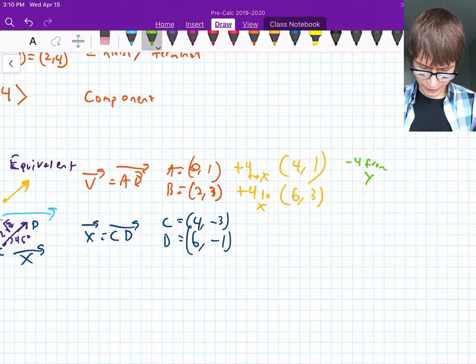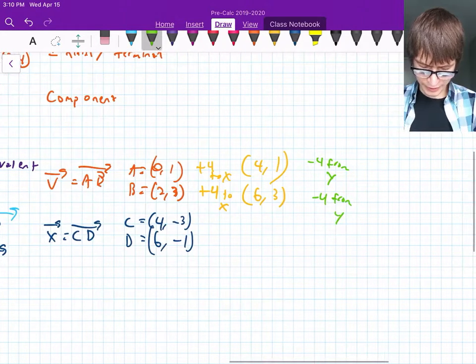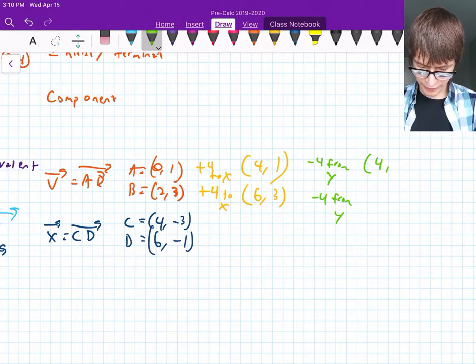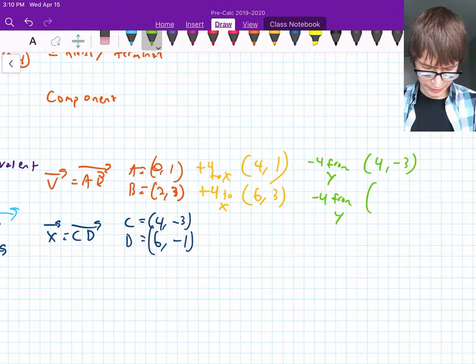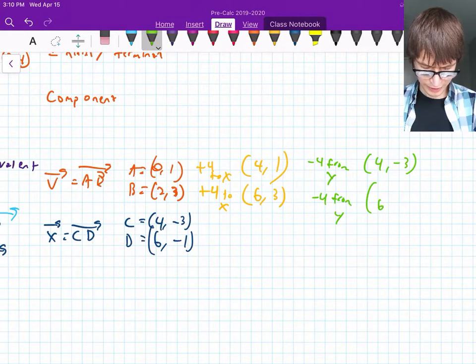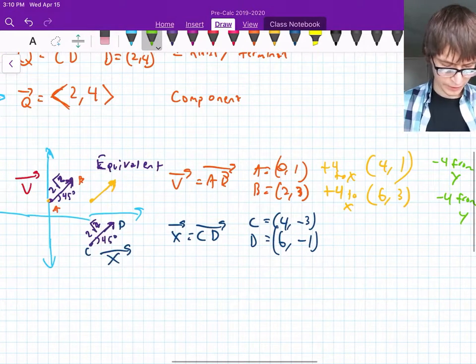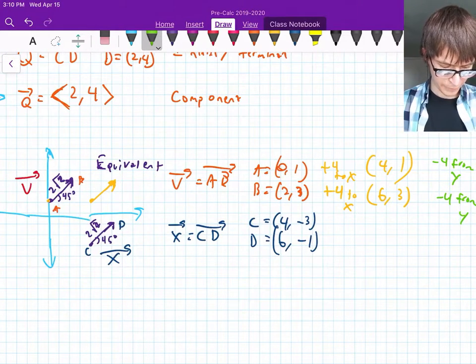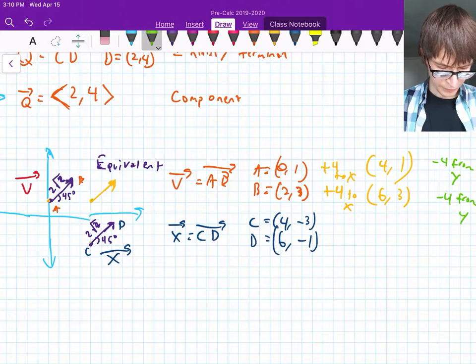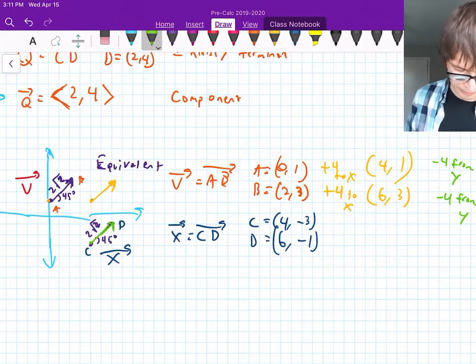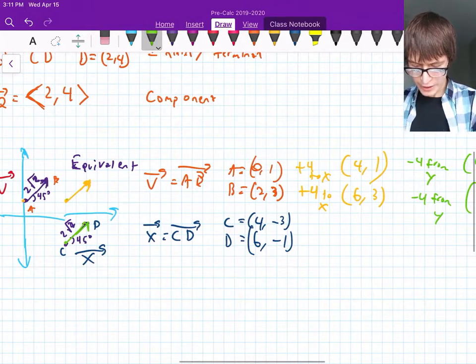Subtracting 4 from y will give me the points (4, -3), and that'll give me the points... no, that'll give me (6, -1). All right, and I'll bring that down. So 4, negative 3 is there, and 6, negative 1 is there. That gives us this green vector, which is the same. Oh, you see, the points are the same too.